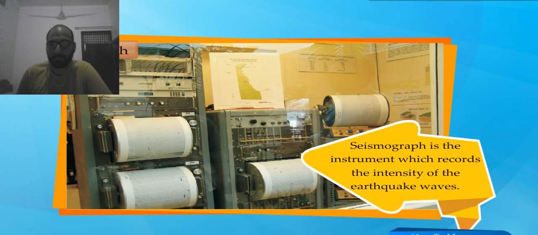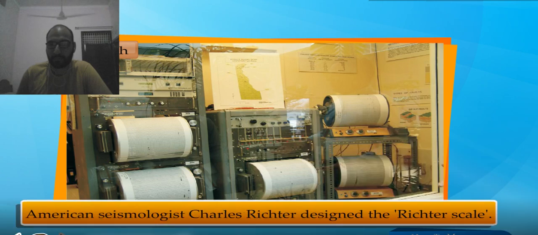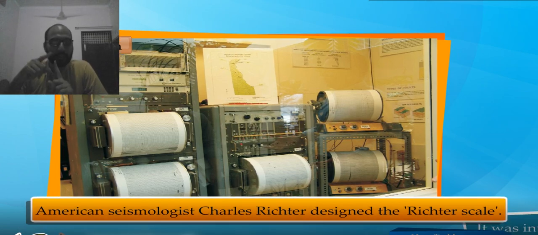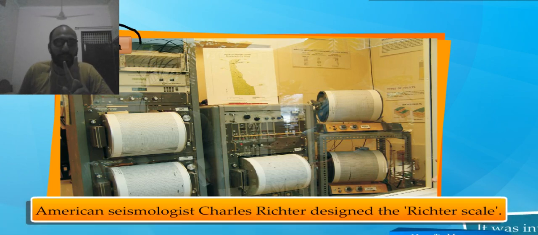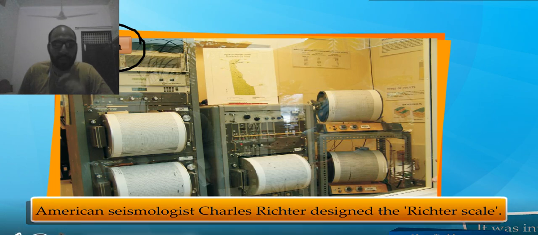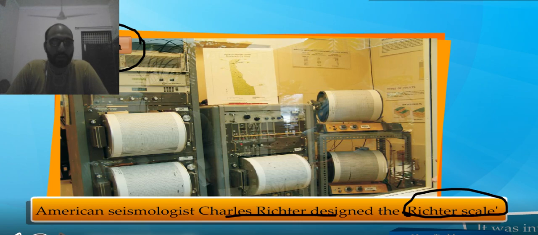Seismograph is the instrument which records the intensity of the earthquake waves. American seismologist Charles Richter designed the Richter scale. So the study of earthquakes is called seismology, and जो वो study करते हैं, the scientists who do that are called seismologists. The instrument used to measure the earthquake is called a seismograph. The Richter scale was made by the American seismologist Charles Richter. आपने काफी बार देखा होगा in news that the media is using that now.